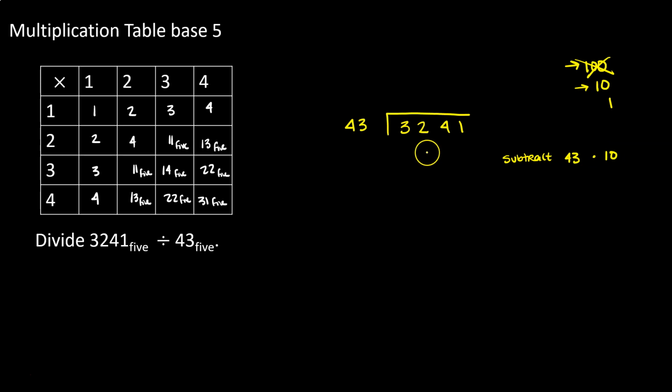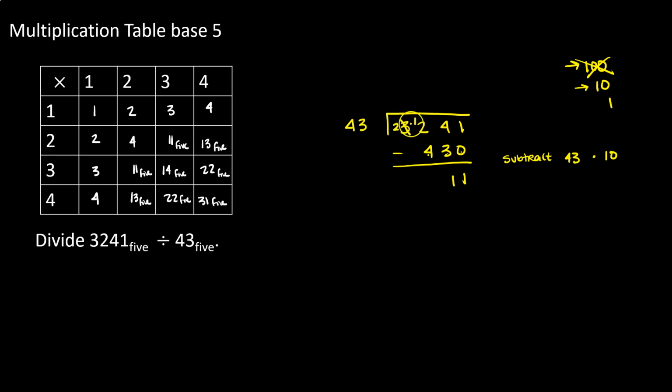We'll subtract 43, 1 group of 5 times, which would look like 430. And performing this subtraction in base 5 is going to feel a bit tricky, but I know we can do it. 1 minus 0 is still 1. 4 minus 3 is still 1. 2 minus 4, we cannot do that, so we have to borrow or regroup.